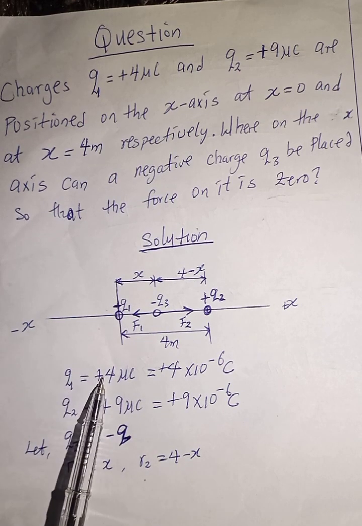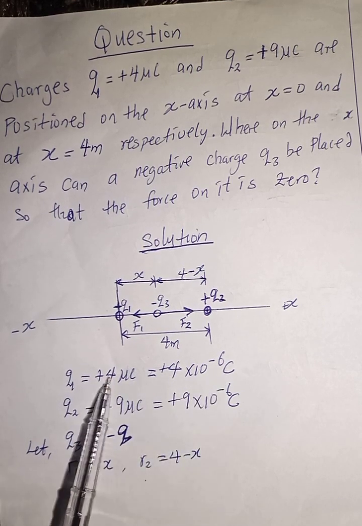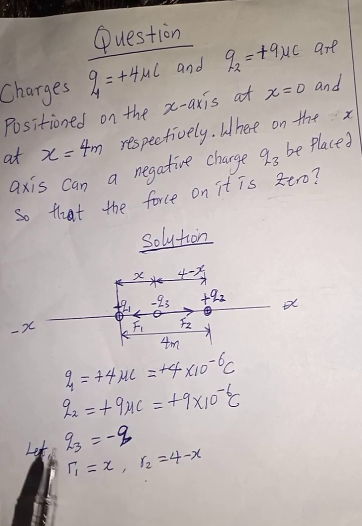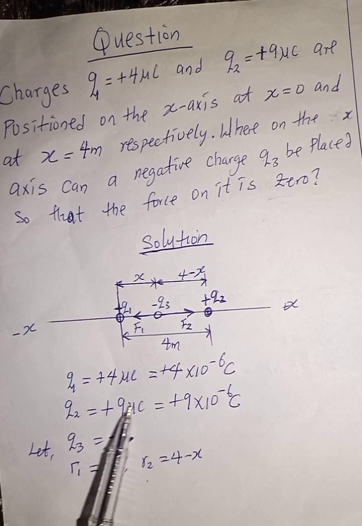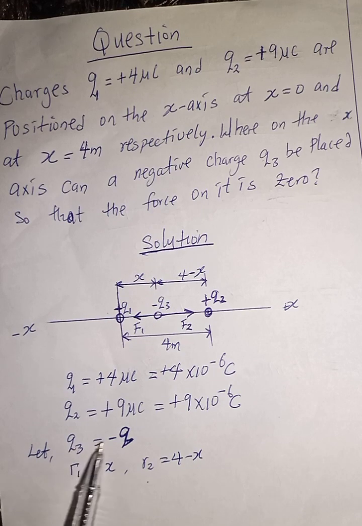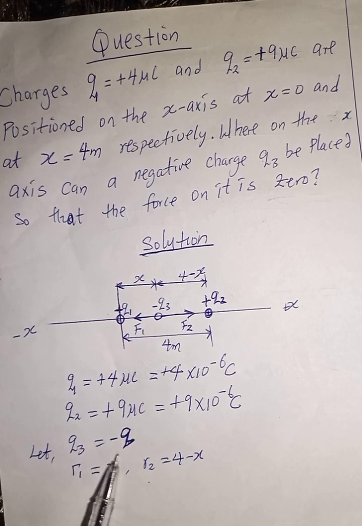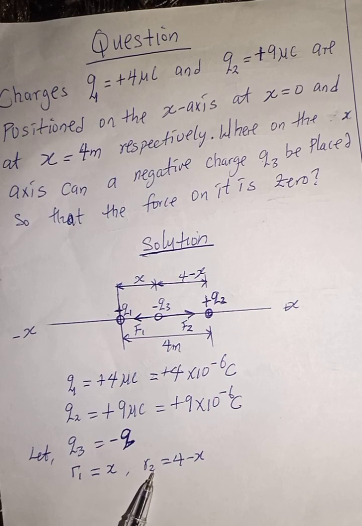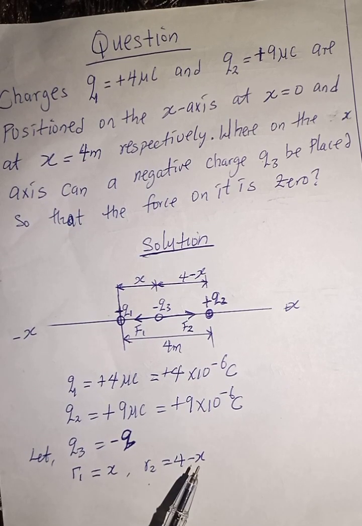So remember, Q1 is this, which is 4 microcoulomb. Micro means 10 raised to the power minus 6. That will be coulomb. Then Q2 is 9 microcoulomb. This micro means 10 raised to the power minus 6. That is coulomb. Then Q3 is negative. Let's call Q3 minus Q. Q is a negative charge, and the value is not given. Let's just call it minus Q. Then r1, the distance between Q1 and Q3, is x. r2 is the distance between Q2 and Q3, which is 4 minus x.